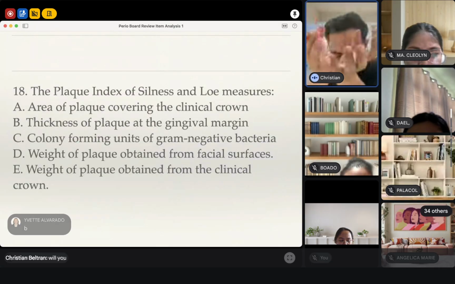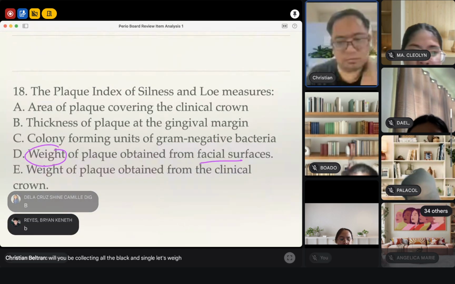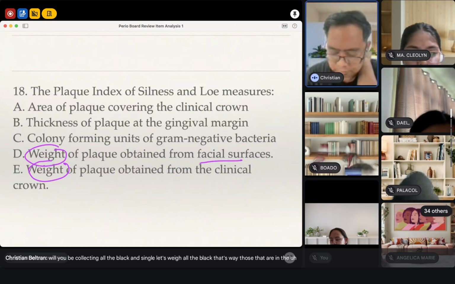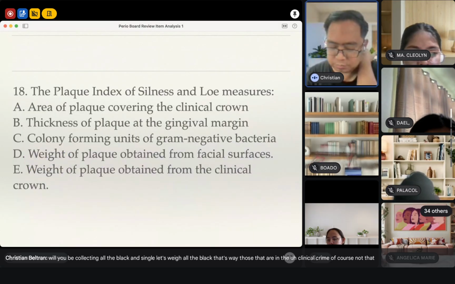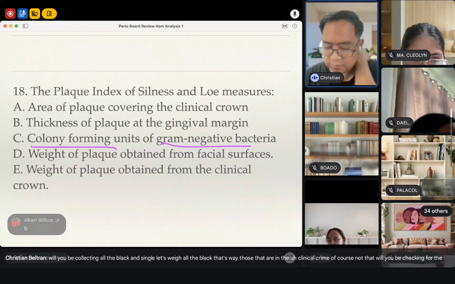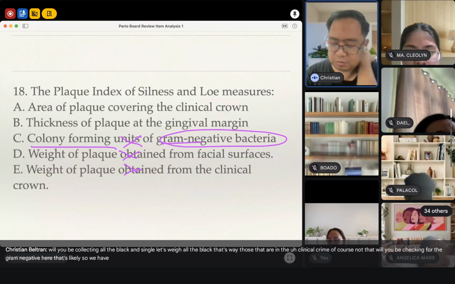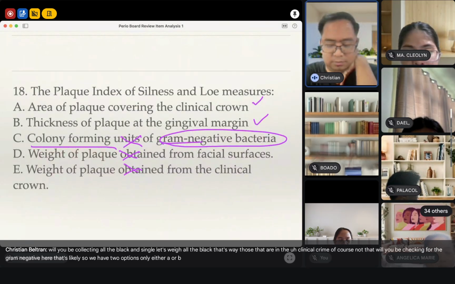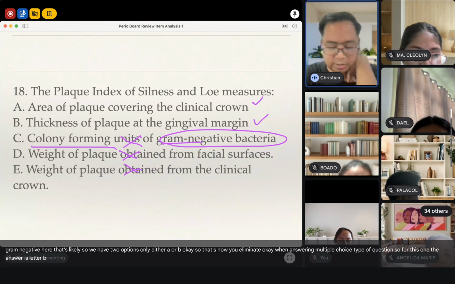Will you be collecting all the plaque? Ay, sige, let's weigh yung mga nasa fascia. Let's collect all the plaque. Let's weigh those that are in the clinical crown. Of course not. Okay? Will you be checking for the gram-negative here? Less likely. So we have two options only, either A or B. So that's how you eliminate when answering multiple choice type of question. So for this one, the answer is letter B, correct?